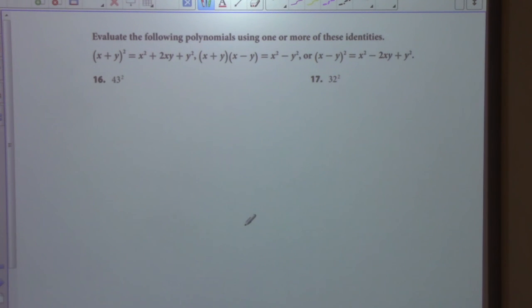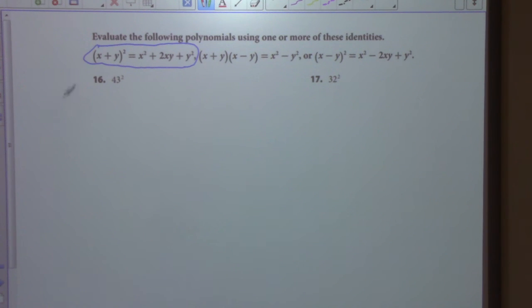Okay, we're going to just get started. We probably won't finish the whole thing today. The next set of exercises says evaluate the following polynomials using one or more of these identities. And here, it so happens that 16 and 17 are going to be applications of this first identity right here.